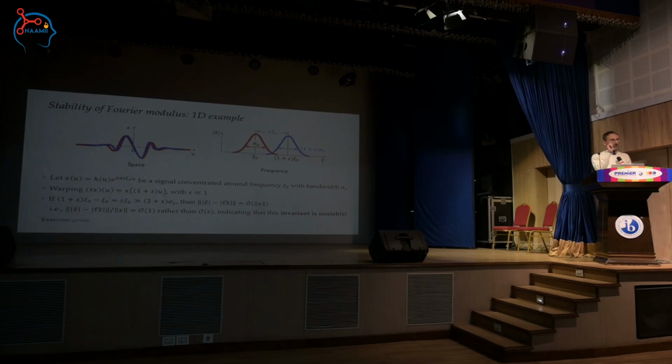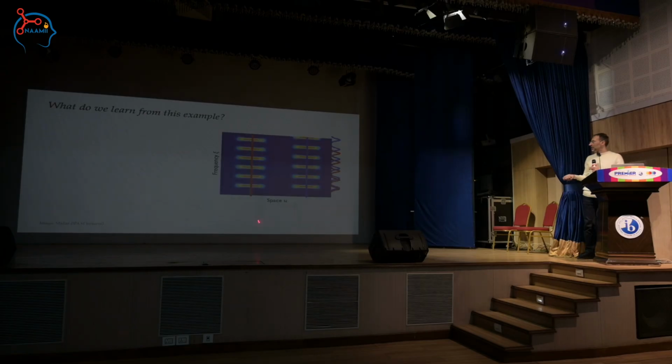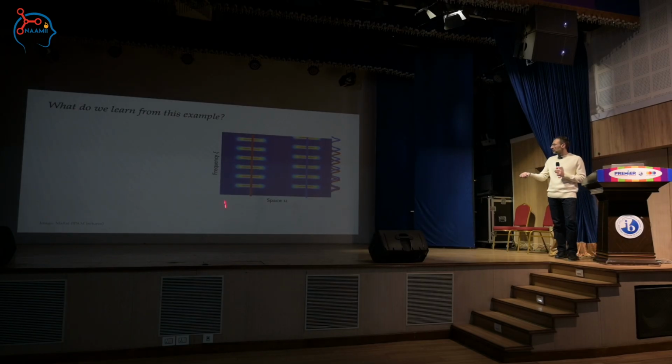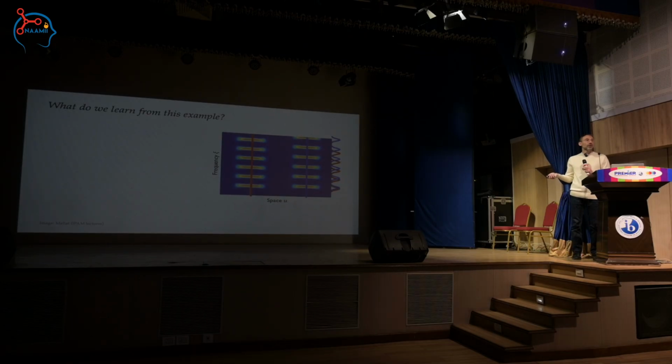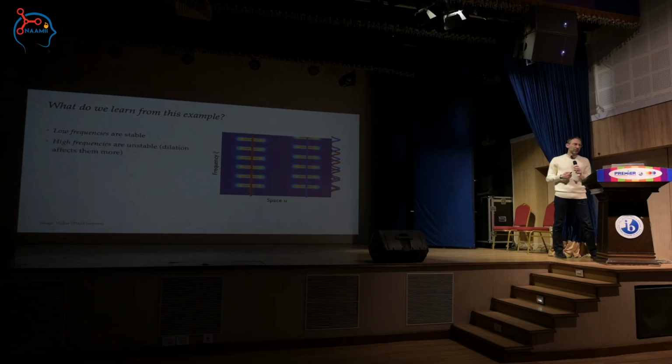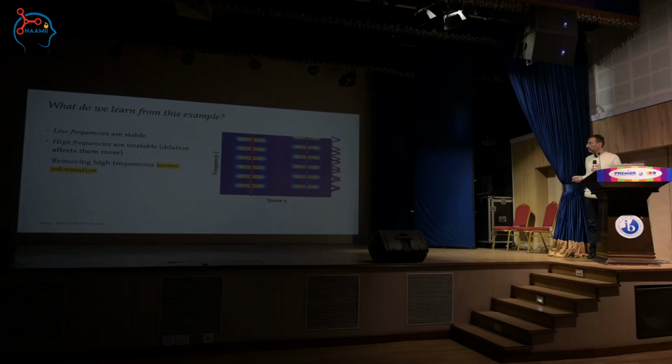I can be unlucky and have a modification of the signal that looks almost like a shift, but the result is drastically different. We can see it here. This is a spectrogram, or short-time Fourier transform, a frequency-space plot of the original signal and its warped version. You can see that low frequencies are stable, so we don't have much transformation in the low frequencies, but the high frequencies are unstable. This dilation, this warp, affects them the most.